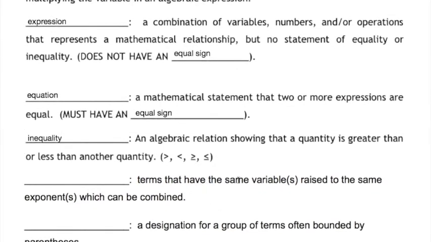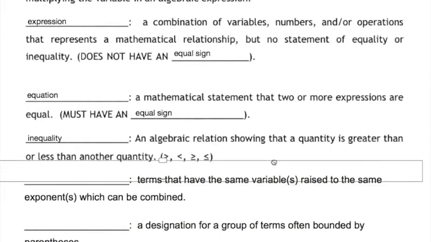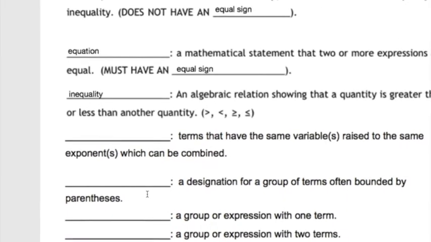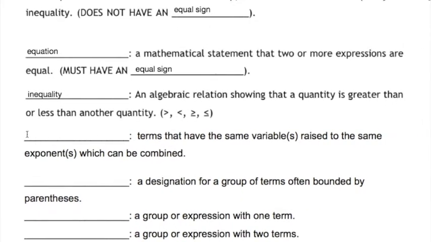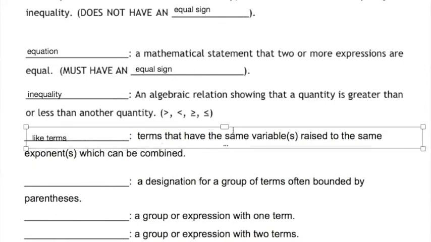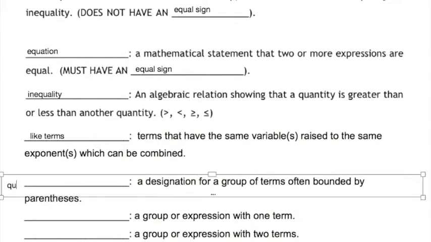Terms that have the same variable raised to the same exponent, which can be combined, are like terms. A designation for a group of terms often bounded by parentheses, we would call this a quantity.